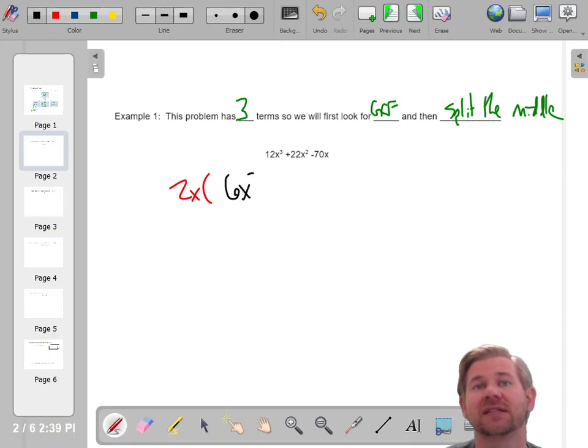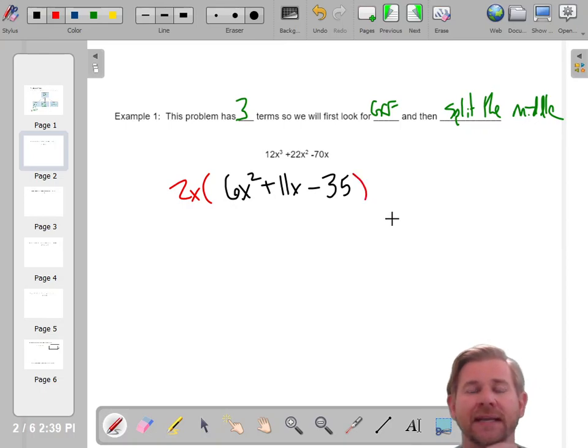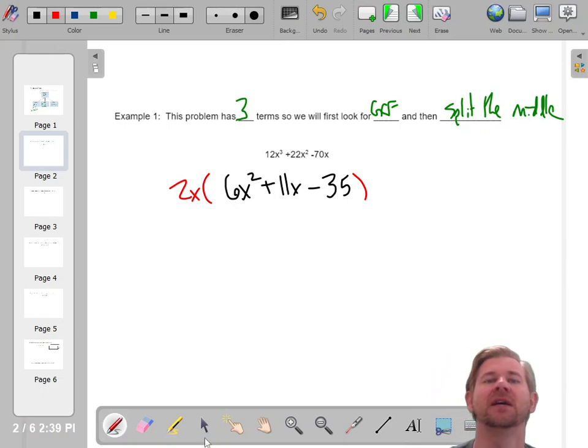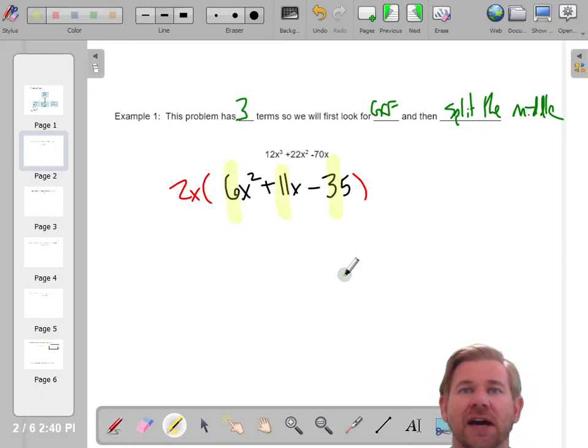2 times 6 gives you 12, and you need 2 more x's. Plus 2 times 11 gives you 22, and you need 1 more x. And 2 times 35 gives you 70, and that's the only x you need. Now we've got 6, 11, and 35. To decide if you're finished, you need to look at those and ask, do those have anything in common? 6, 11, and 35? I don't think so. 11's prime, so unless it goes into the other numbers, I think we're pretty much done.